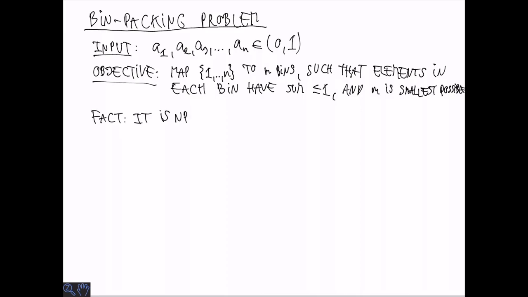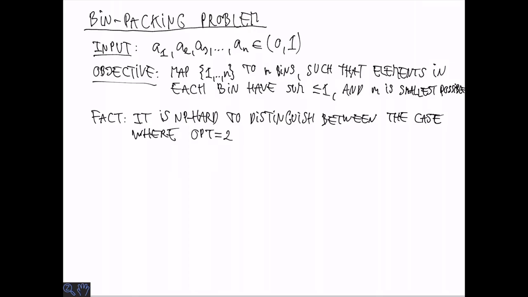As it's phrased, it's actually hard to find a good approximation algorithm. It's NP-hard to distinguish the two cases where it's possible to pack all the items into exactly 2 bins of weight 1, and the case where you need 3 bins. This means that a 3/2 approximation is the best we could hope to get unless P equals NP.